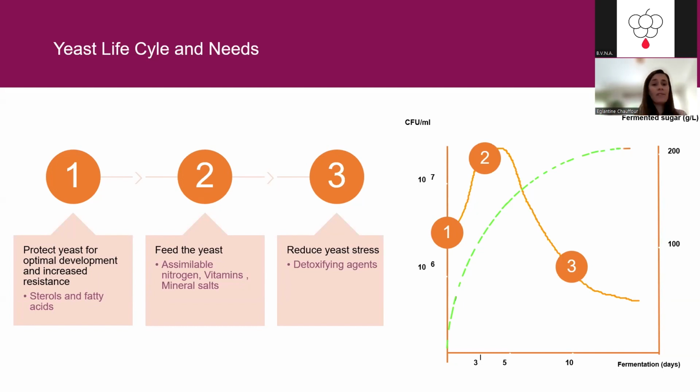That's the life cycle of the yeast: really sterols and fatty acids at the beginning, nitrogen when it's the peak of fermentation, which is usually around 3 days after. We usually call it the one third of sugar depletion. And then at the end, reduce the yeast stress if there is any.